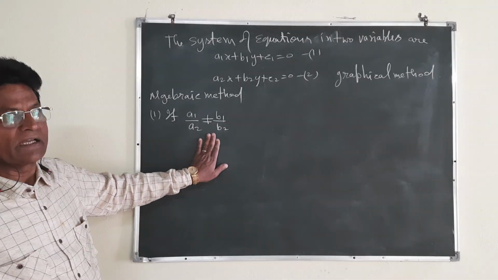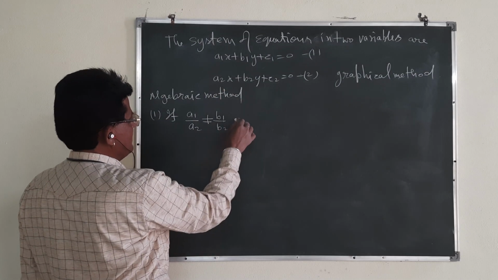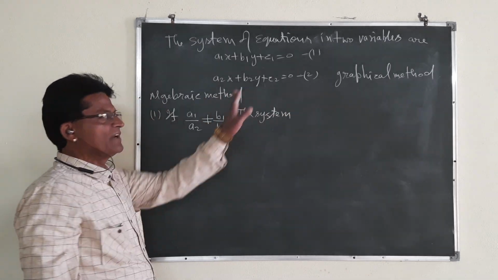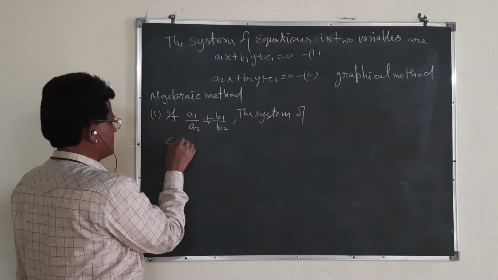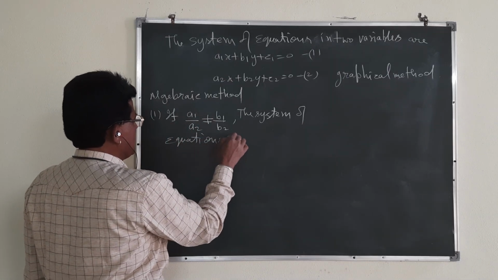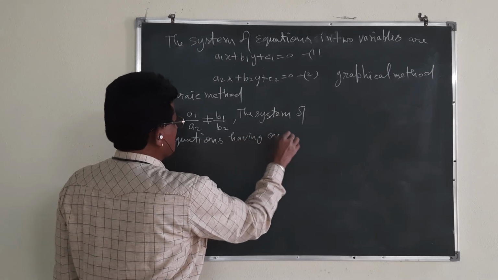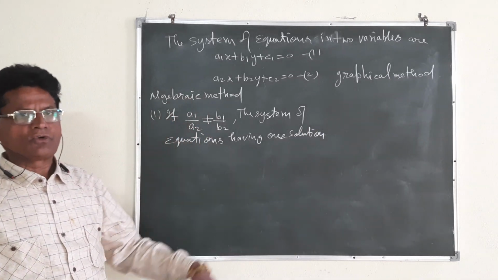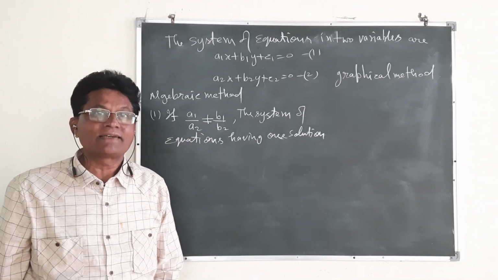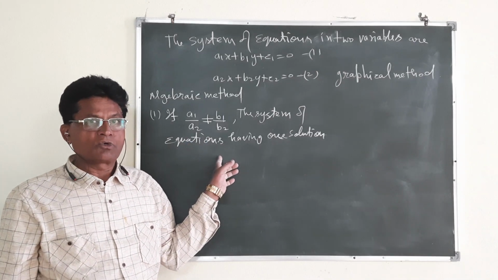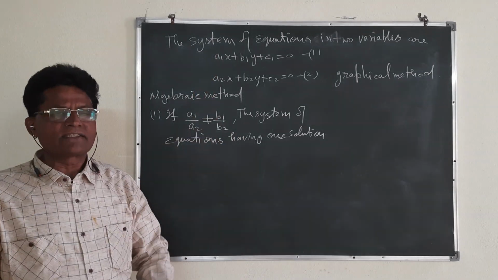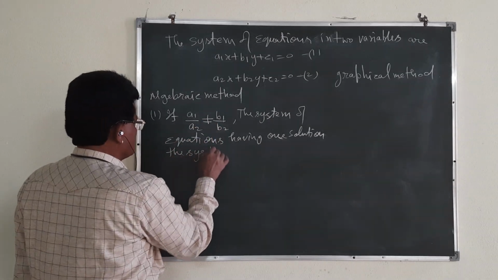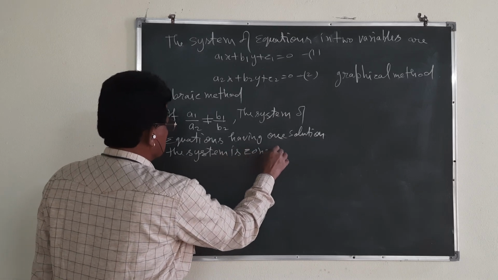First condition: if this condition is verified, then this system of equations has one solution, a unique solution. System means two equations we are taking together, that is why it is a system. One solution, so the system is consistent. A question comes in the CBSE examination: how will you say that the system is consistent or inconsistent? That is why, if this condition holds, the system is consistent.